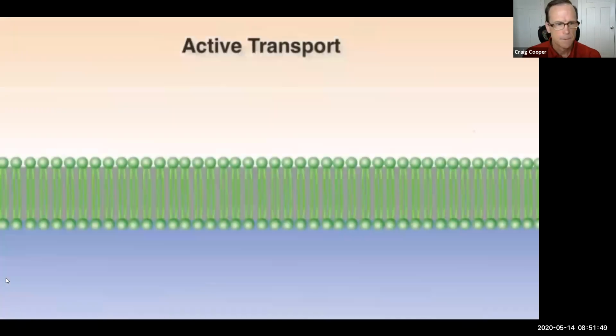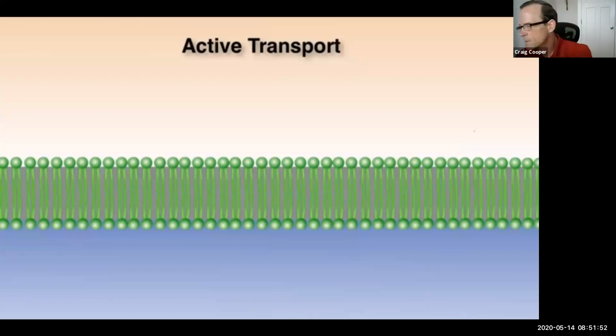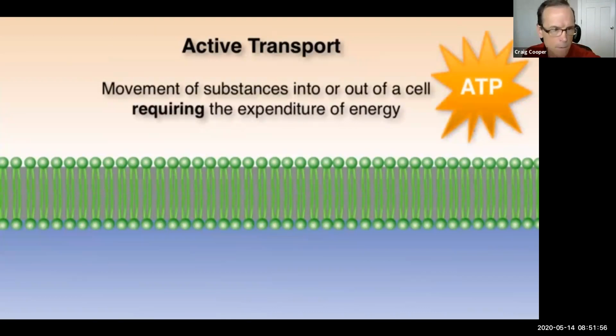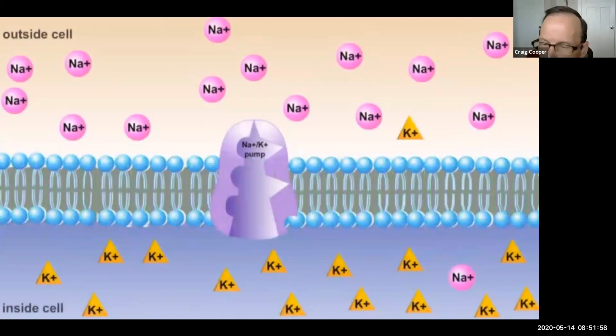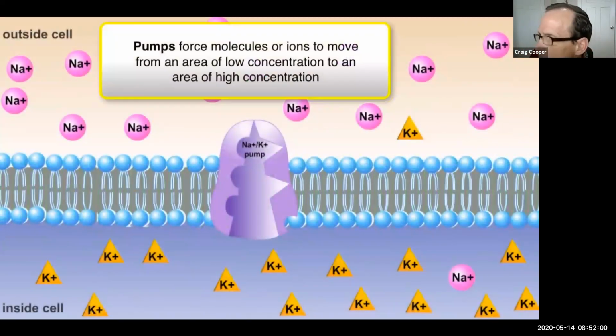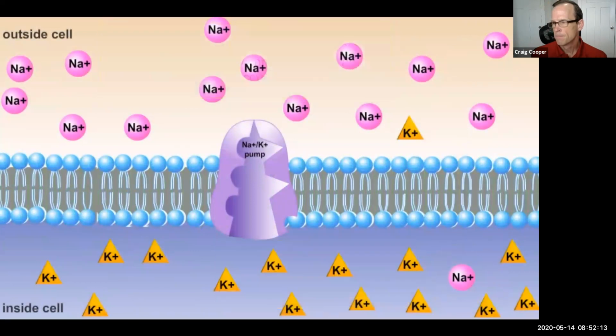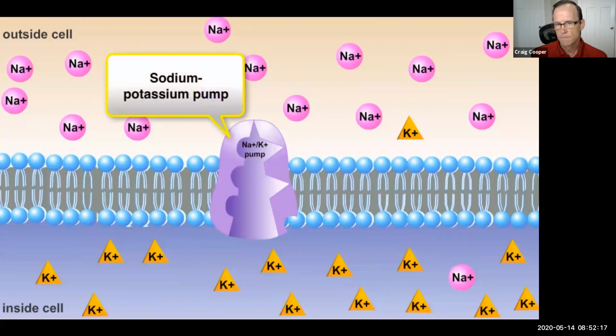You guys see that? Active transport is a type of cell transport that requires the input of energy in the form of ATP. The proteins that conduct this form of transport are often called pumps because they force molecules or ions to move from an area of low concentration to an area of high concentration. This is commonly referred to as against the concentration gradient.